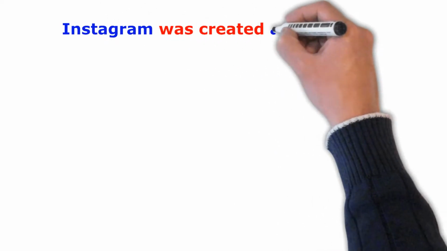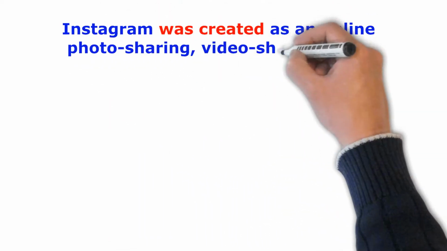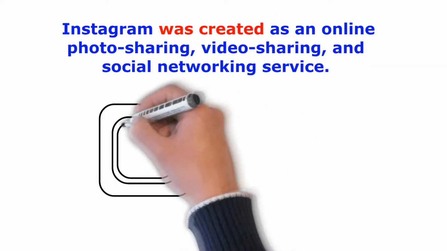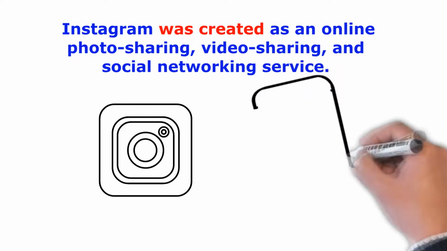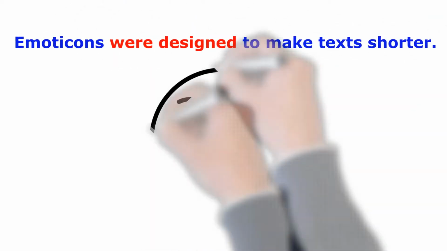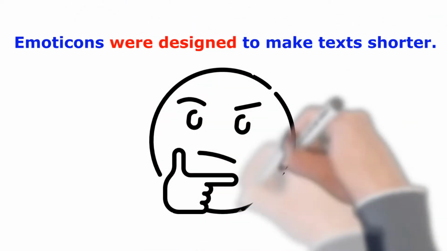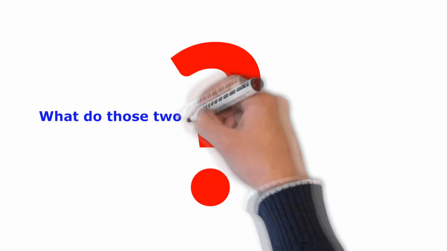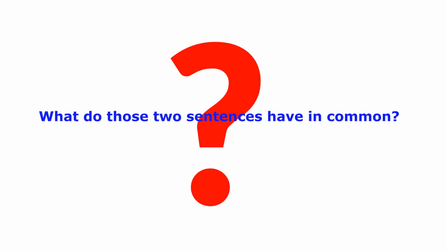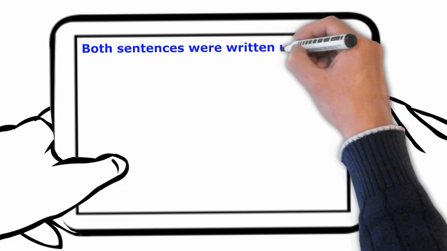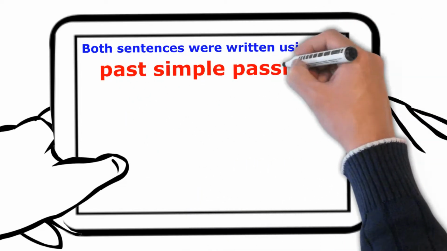Instagram was created as an online, photo sharing, video sharing, and social networking service. Emoticons were designed to make text shorter. What do these two sentences have in common? Both sentences were written using the past simple passive.